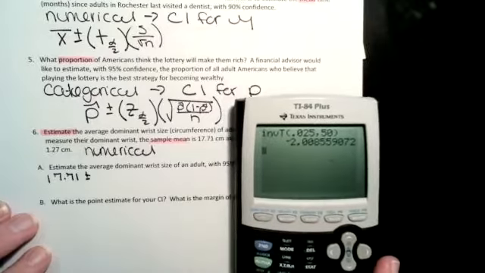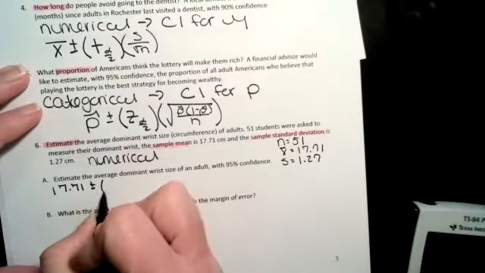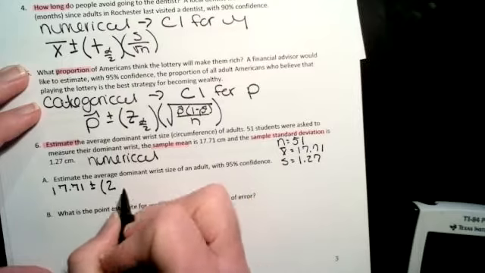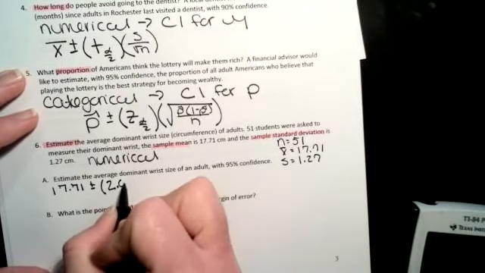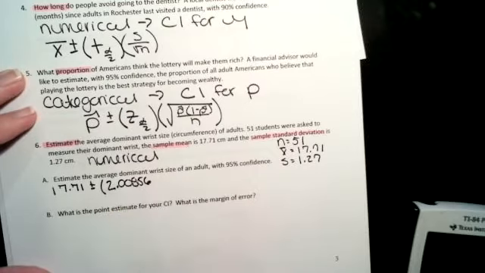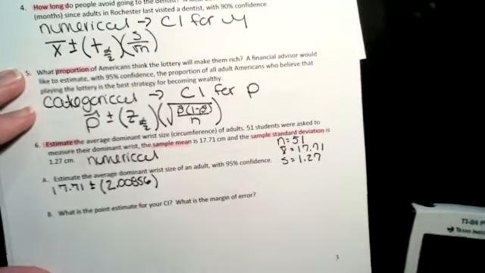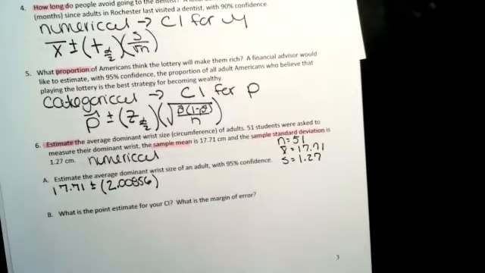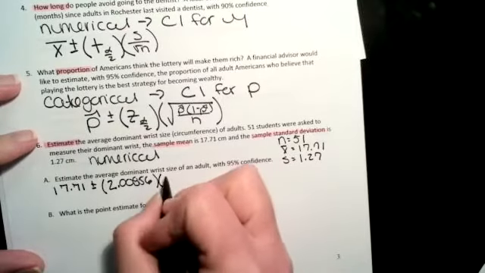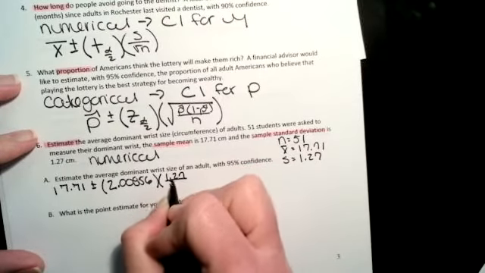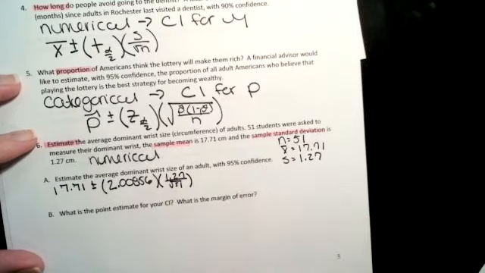So I get about 2.00856, and I'm going to go out a little bit further. You don't have to go that far. I just like to be certain of it. s is 1.27 and square root of 51. Squeeze that all in there.